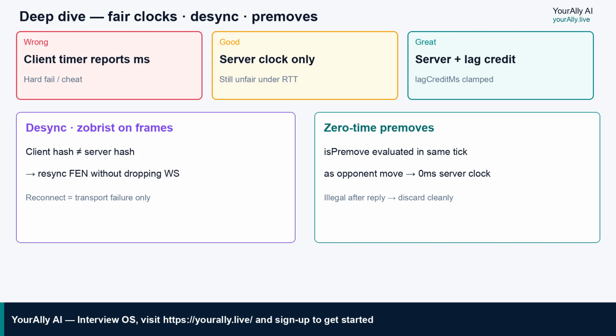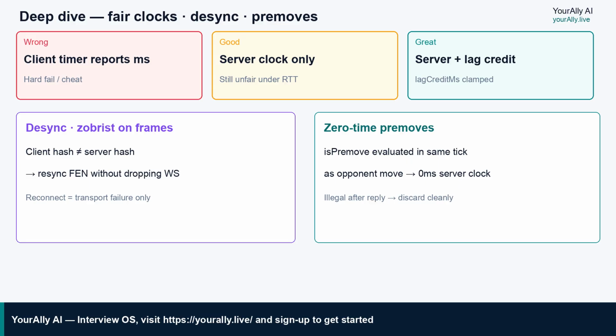On each accepted move, credit a clamped lag credit in milliseconds. Put that credit on MoveAct and opponent move so both UIs stay honest. Use client timestamp as a measurement hint only. Never let it be authority for remaining time. Bound the credit hard so a player cannot mint free clock by forging lag.